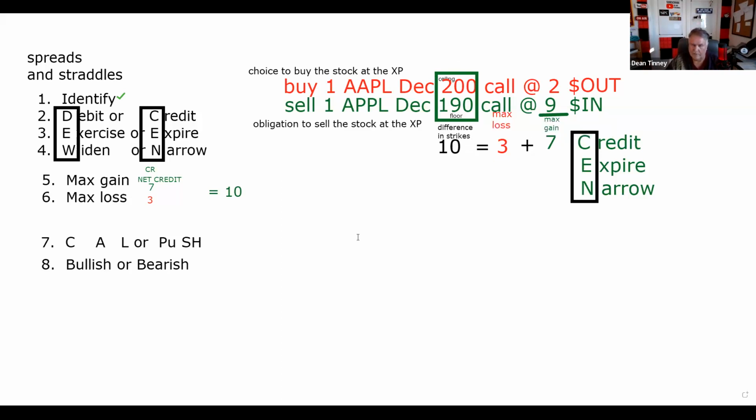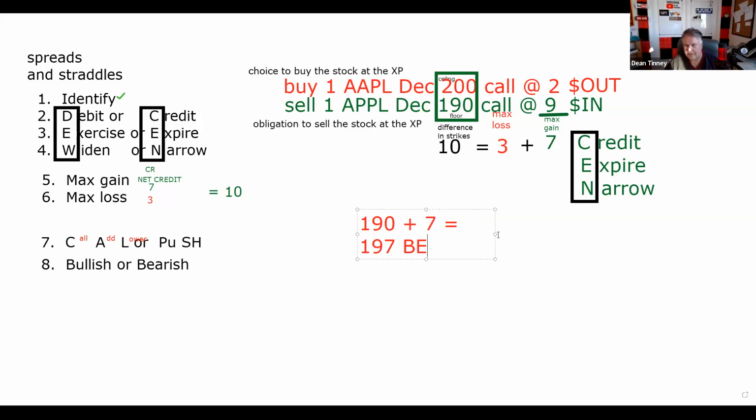Now, a good way to remember this is CAL, which stands for call, add to the lower. Call, add to the lower. So we're going to take the lower strike, which in this case is 190. We're going to add the net premium. It doesn't matter whether it's a debit or credit. In this case, it's a credit, and we add that, which in this case is 7, and we get our break-even of 197.